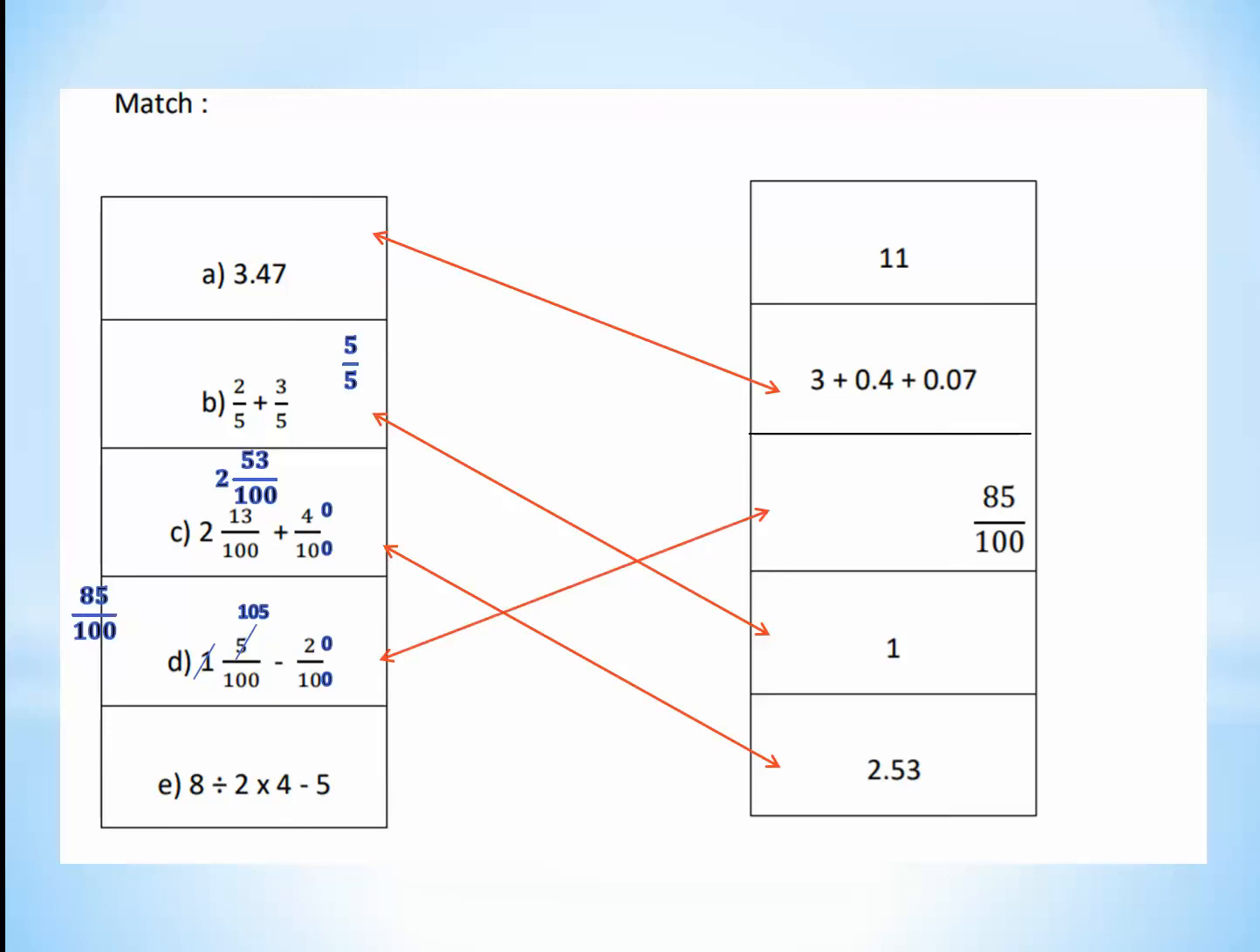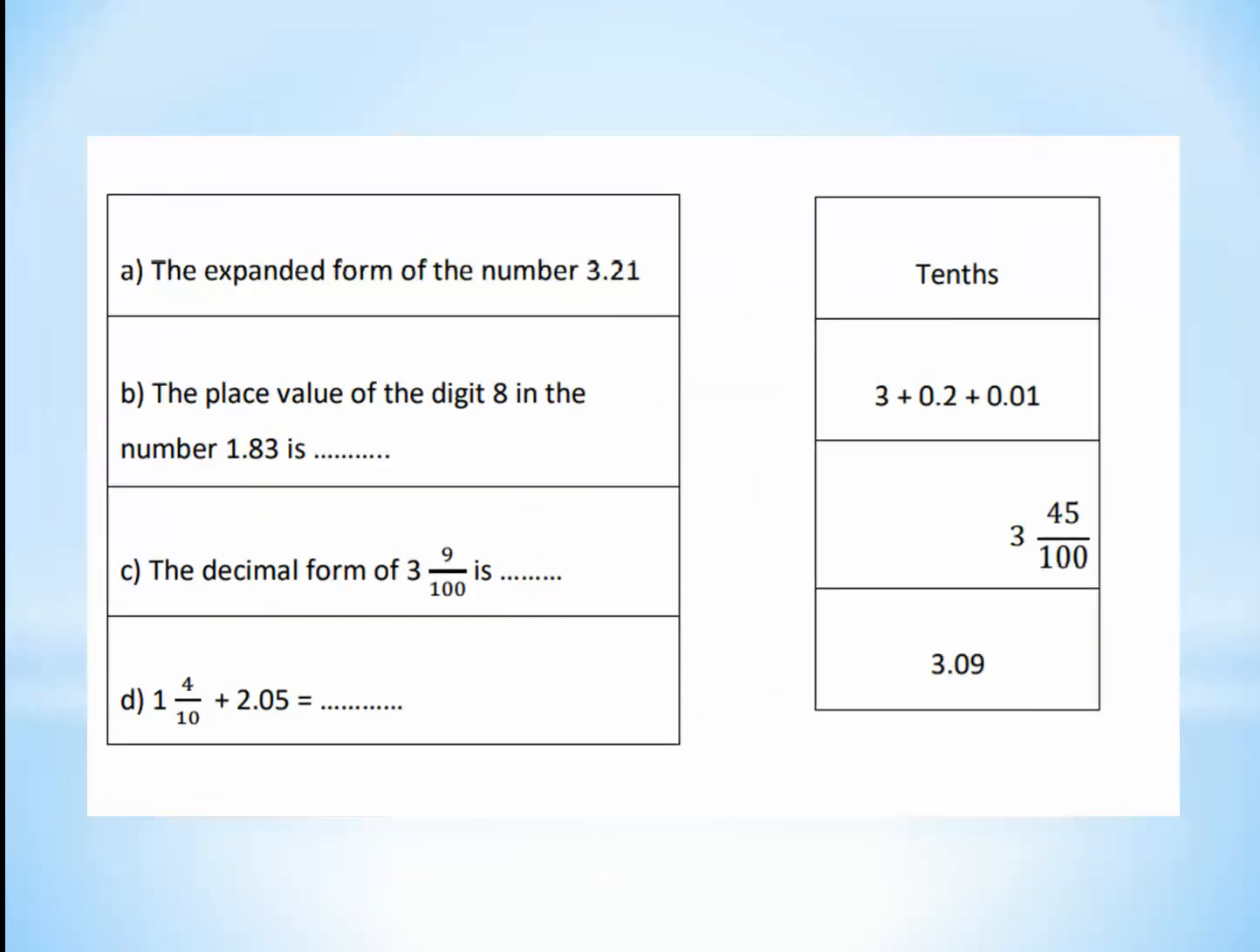8 divided by 2 equals 4. 4 times 4 equals 16. 16 minus 5 equals 11. The expanded form of the number 3.21. Yes, 3 plus 0.2 plus 0.01. The place value of digit 8 is 10.